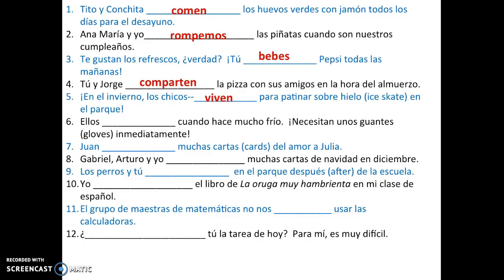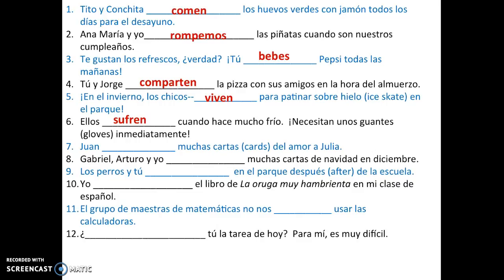In number 6, ellos blank cuando hace mucho frío. They do something when it's very cold. Necesitan unos guantes, gloves, inmediatamente. They sufren, they suffer. They suffer when it's very cold. They need some gloves right away.